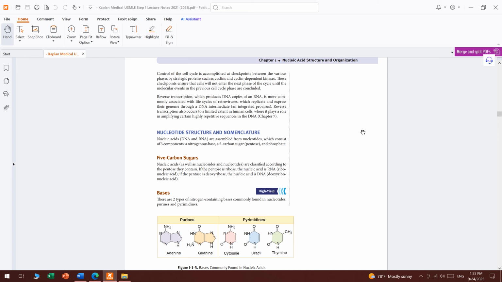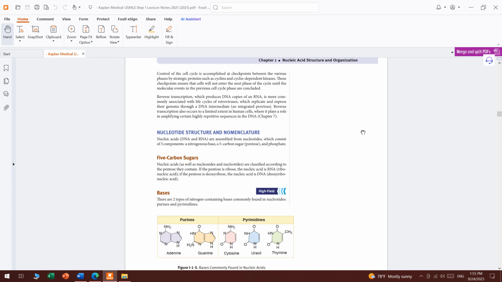Nucleotide structure and nomenclature. The foundational building blocks of nucleic acids, both DNA and RNA, are nucleotides. Each nucleotide is a complex molecule composed of three distinct components covalently linked together. 1. A nitrogenous base. 2. A 5-carbon sugar. 3. One or more phosphate groups.